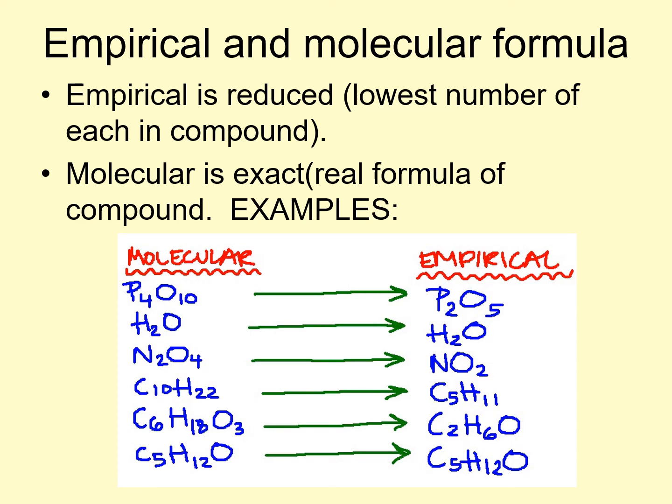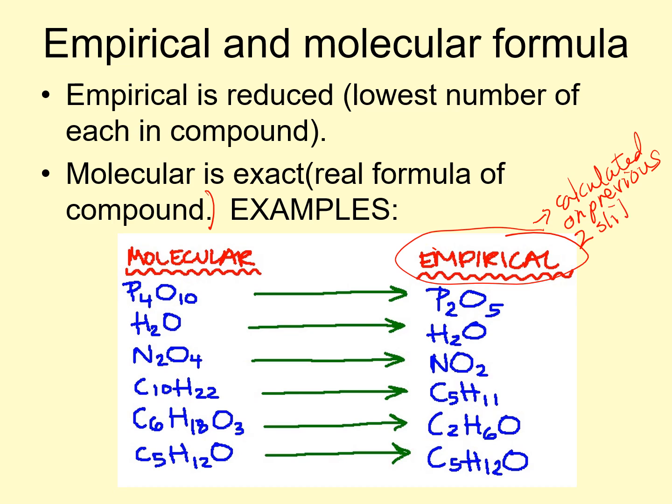Empirical is what we just found. It's the reduced number of moles of each, the lowest number of moles in each compound. Molecular formula is the real formula of the compound. Okay, so here's some examples. We just got done calculating empirical, calculated on the previous 2 slides. Okay, there's the steps for that. Molecular is some multiple of that.